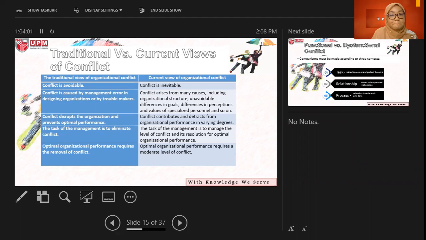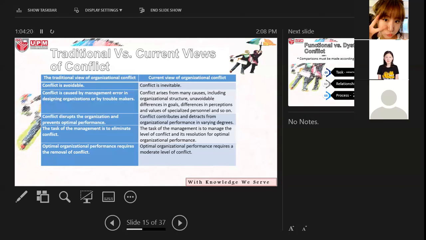Okay, and then the traditional view of organizational conflict. So first, based on the traditional view, it is said that conflict is avoidable. Meanwhile, based on the current view, conflict is inevitable. Okay, and then conflict is caused by management errors in designing organization or by troublemakers. Okay, so maksudnya according to the traditional ni, all the conflicts ni just been caused by the management. Okay, because at the lower level, you just accept what has been said or what has been decided by the top management. So any errors that exist, it is due to the top management, due to the leader.